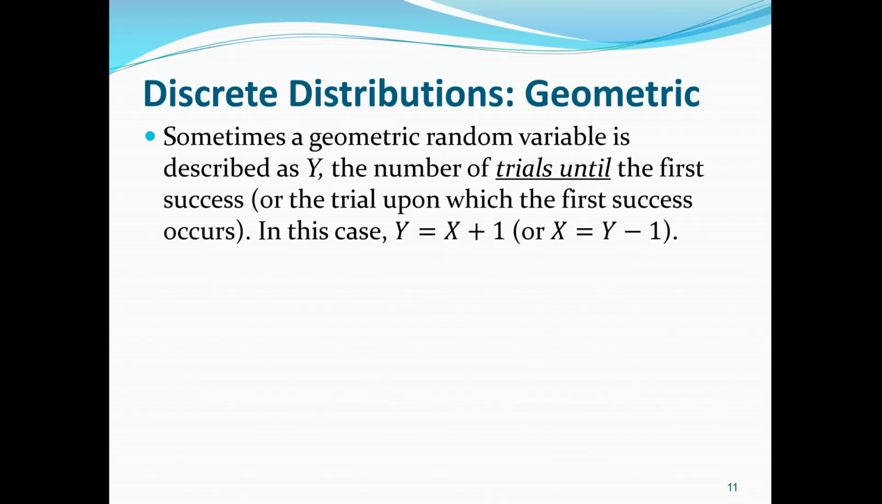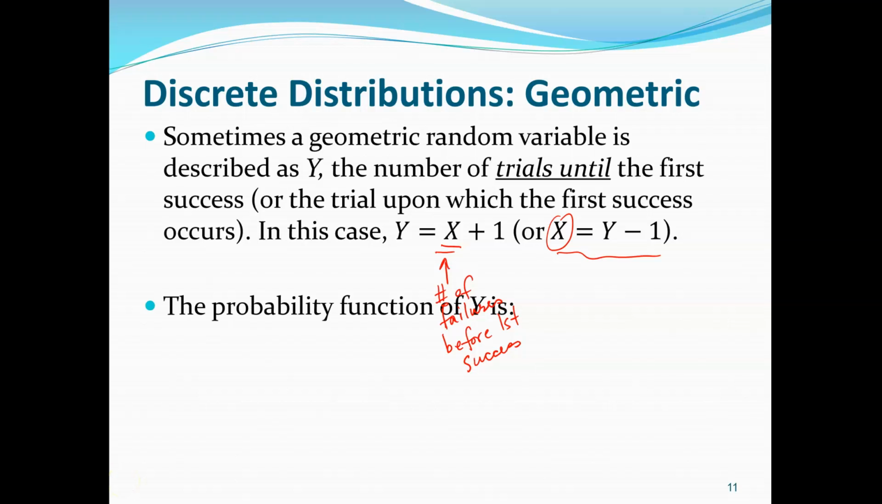Because when you talk about the number of trials until the first success, you are including that last trial in your count. So in this case, Y would be X, where X represents the number of failures, just as described before the first success, plus the one success that you have. Another way to look at it is, if you want to write it in terms of X, you can write X is equal to Y minus 1.